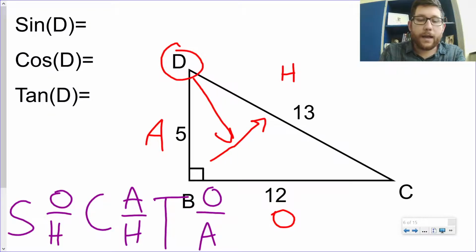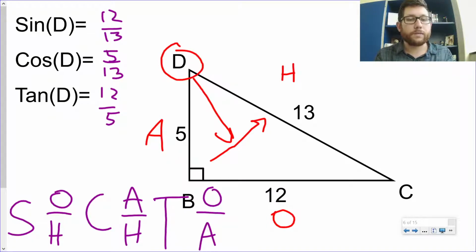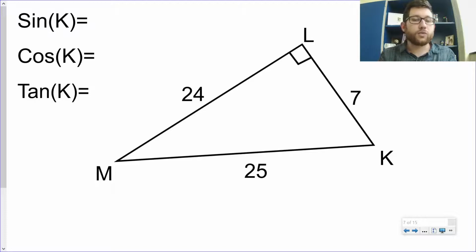All right, so now let's go ahead and set up my ratios. Sine is O over H, so my sine would be 12 over 13. My cosine is going to be A over H, so it's going to be 5 over 13. And then my tangent is O over A, so it's going to be 12 over 5. So just like that, that's all we're doing. Label our triangle, set up our ratios. Let's do one more here.